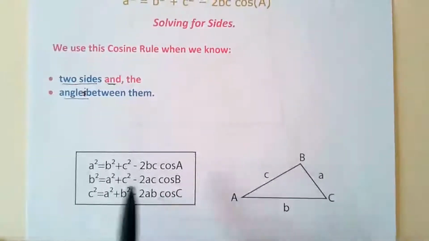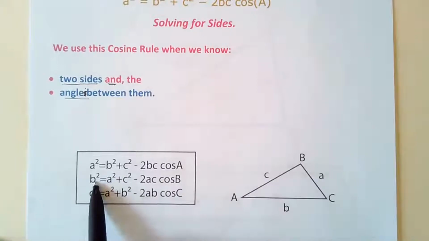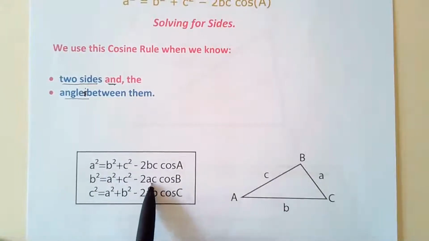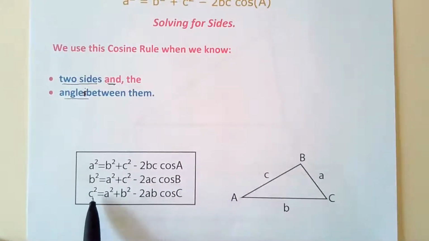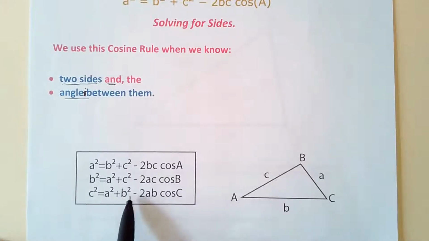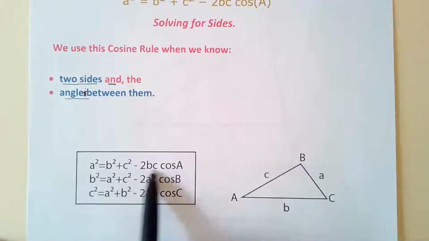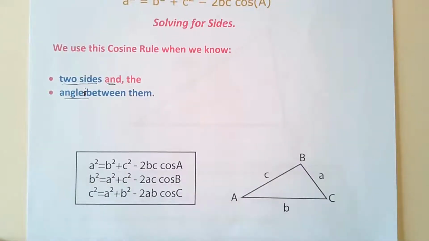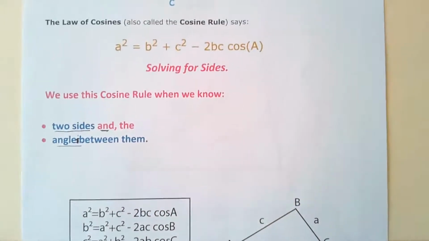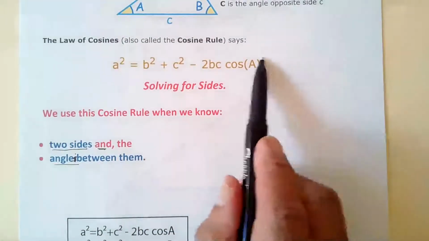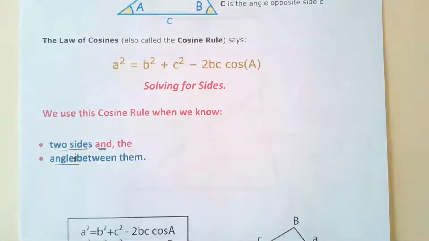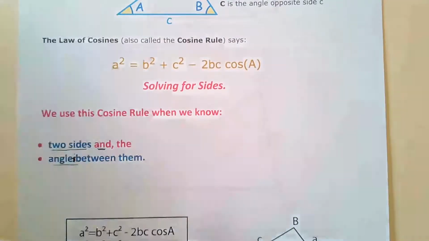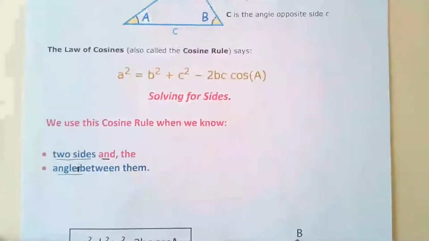The other forms of the cosine rule are b squared equals a squared plus c squared minus 2ac cos B, or c squared equals a squared plus b squared minus 2ab cos C. We don't need to use these other two. For our lesson, we will focus on using a squared equals b squared plus c squared minus 2bc cos angle A. Let's look at one example.